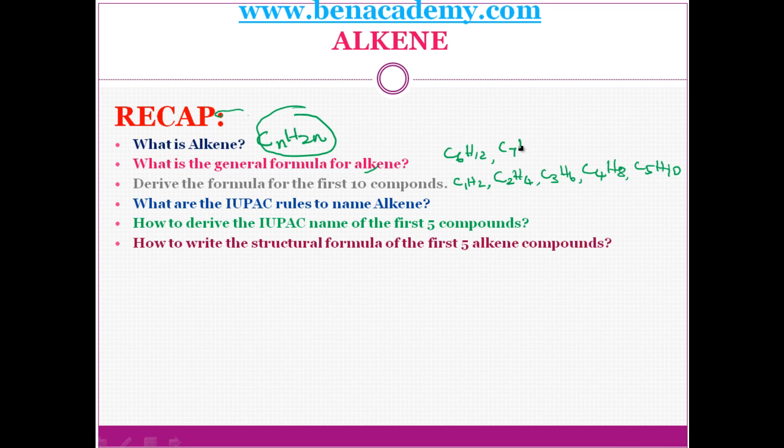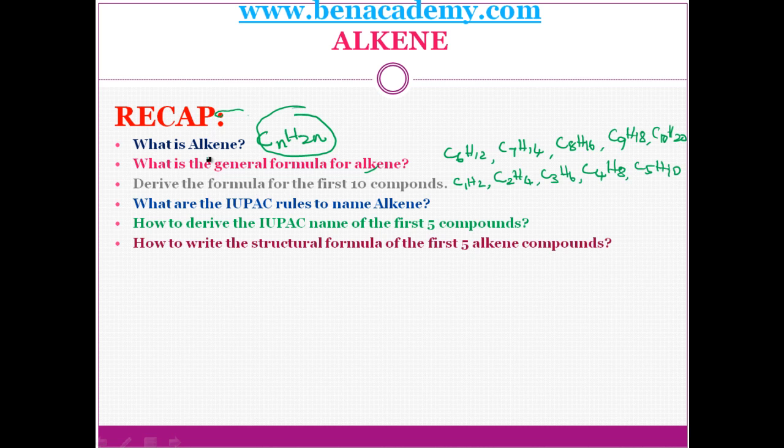If the number of carbons is 7, it is C7H14. If the number of carbons is 8, the number of hydrogens is 16. If the number of carbons is 9, then it is C9H18. If the number of carbons is 10, it is C10H20. So these are the formulas of the first 10 compounds.